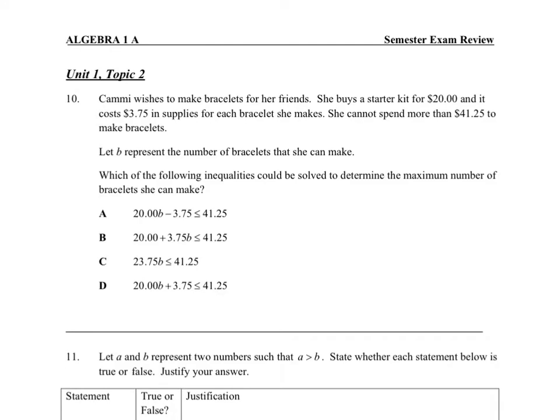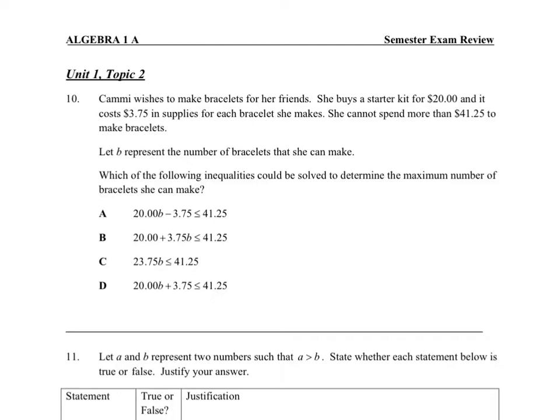All right, question number 10. Cami wishes to make bracelets for her friends. She buys a starter kit for $20, and it costs $3.75 in supplies for each bracelet she makes. She cannot spend more than $41.25 to make bracelets. Let B represent the number of bracelets that she can make. Which of the following inequalities could be solved to determine the maximum number of bracelets she can make?